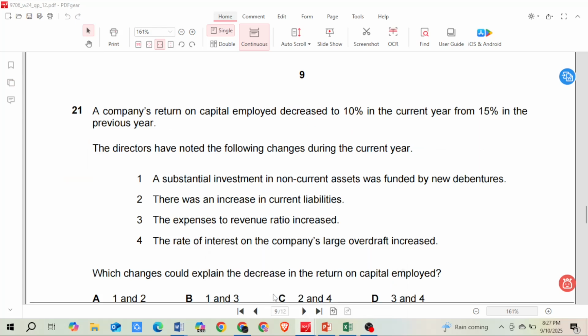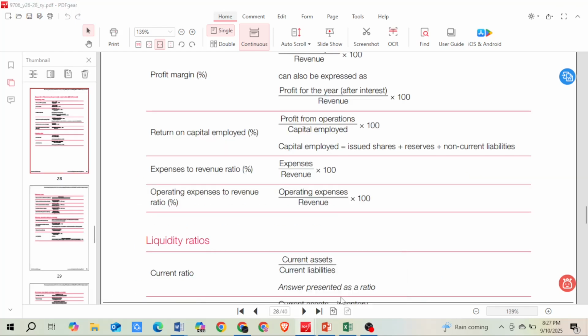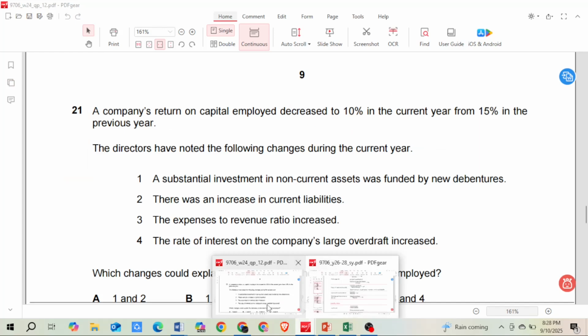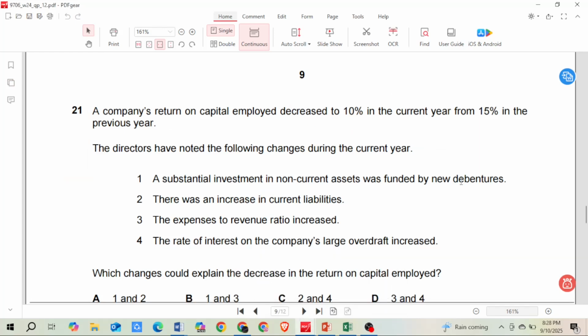The first option they have given is a substantial investment in non-current assets funded by new debentures. Debentures are a part of capital employed. So we are investing in non-current assets and funding it by issuing new debentures. That means there is more capital employed in the business, because capital employed is issued shares plus reserves plus non-current liabilities, and debentures are a non-current liability. So this could be one reason.